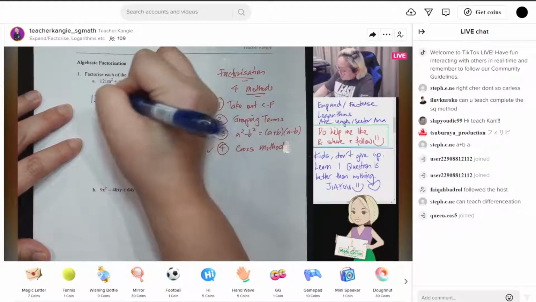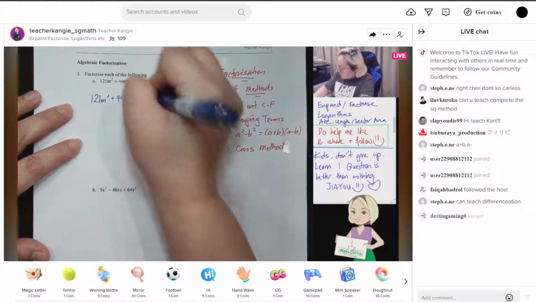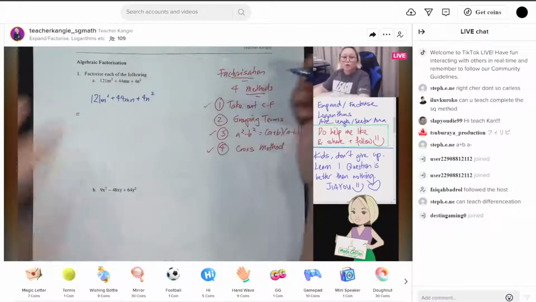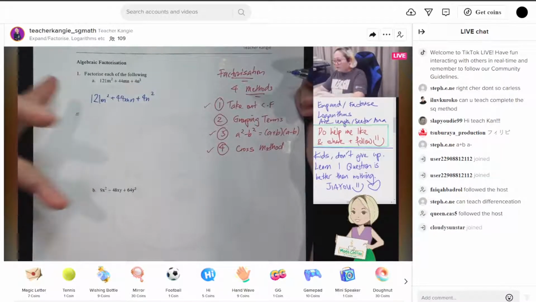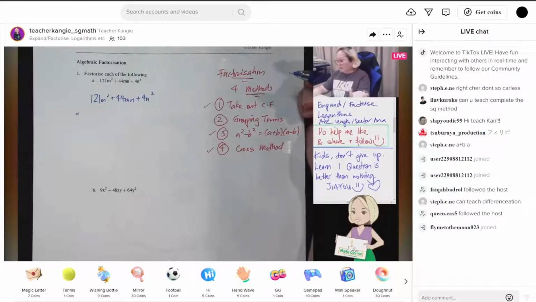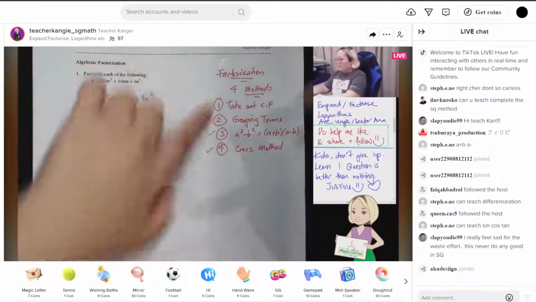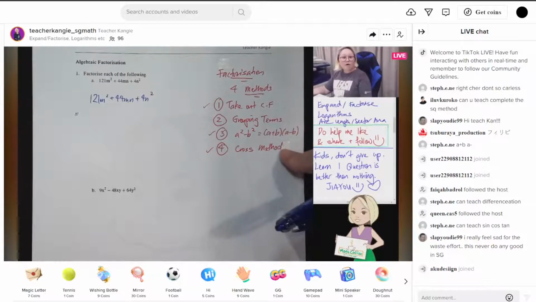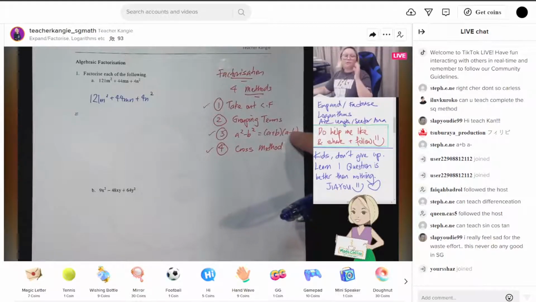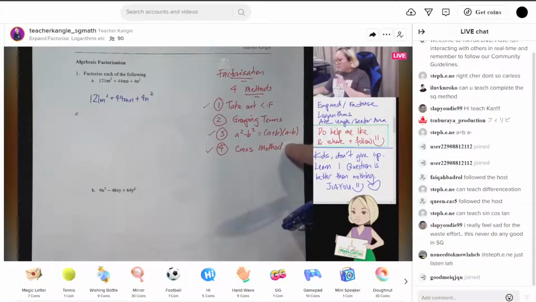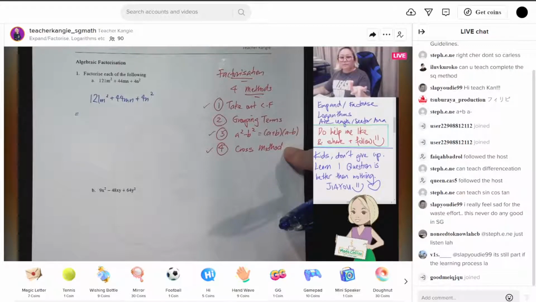121m square plus 44mn plus 4n square. So first, always ask yourself, they ask you to factorize, right? So you ask yourself, can I take out common factor? Is there any common factor you can take out? Okay? There's no common factor you can take out, so that means you proceed to ask yourself, is it method 2, method 3, or method 4? Method 3 is a very obvious one. If you see a square minus b square, then you say that it is the third method. But this is 3 terms, so straight away you know that it's using cross method. Okay?